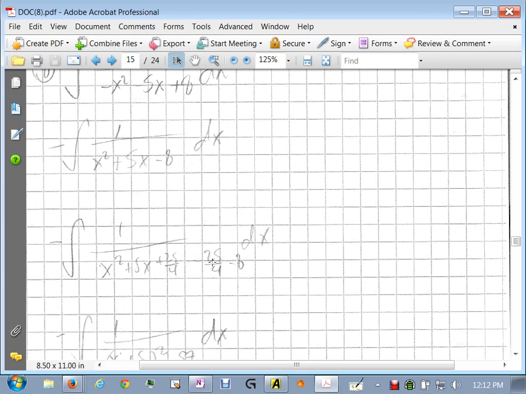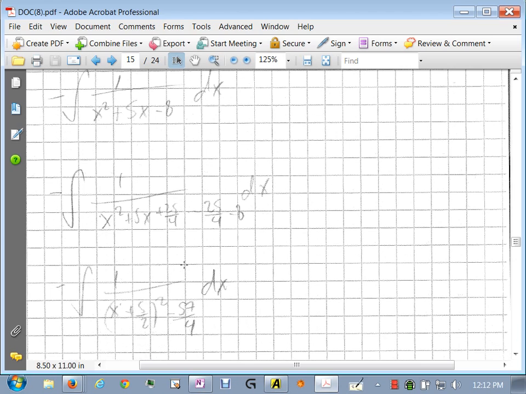That's your hidden 0 right there, adding and subtracting 25 fourths. The first three terms break up to be these. Go ahead.